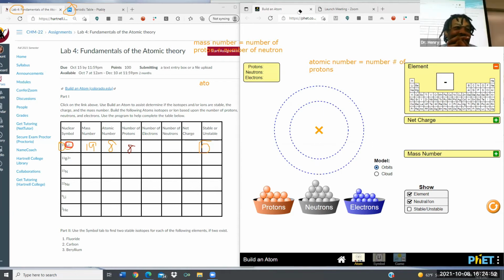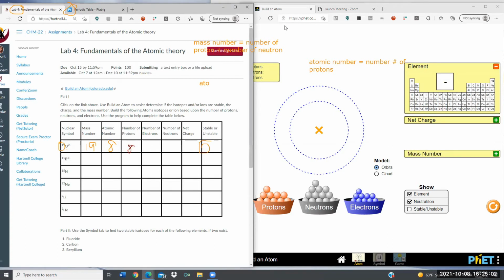I know it seems so easy when I'm doing it on there. Now that you guys have to do it, it's like, what is this? Exactly. Let me get my mouse. There you go.